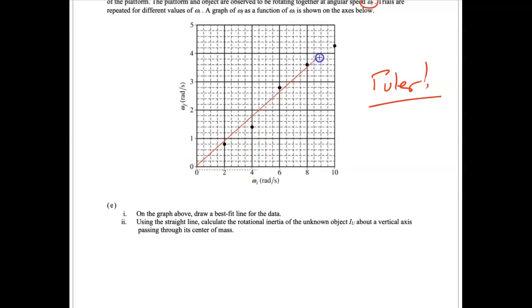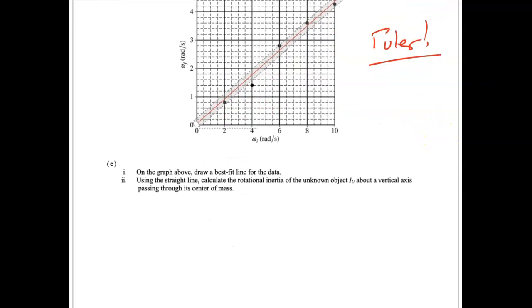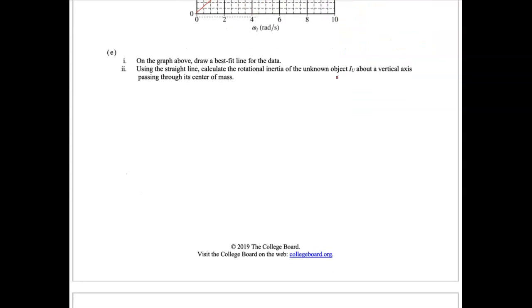And then we want to go through and try to have the same number of points on the top as we do on the bottom. We have 5 points, so that makes it a little bit harder. So we're just going to place our line just like that. And now we have our line. So this is our best fit line. Having it go through 0 is really nice, because then for us to calculate the rotational inertia, we just have to figure out the slope of the line. So we're going to do that here in just a second. So we have drawn that best fit line, and that is 1 whopping point. But boy, that's a really easy point to get.